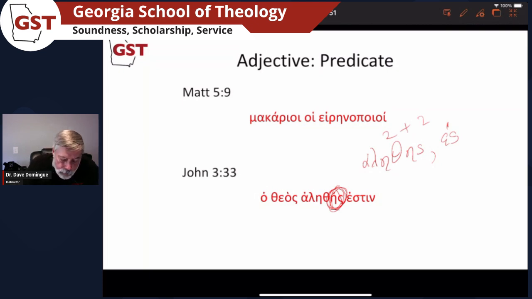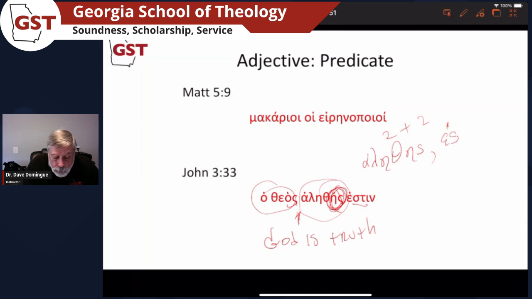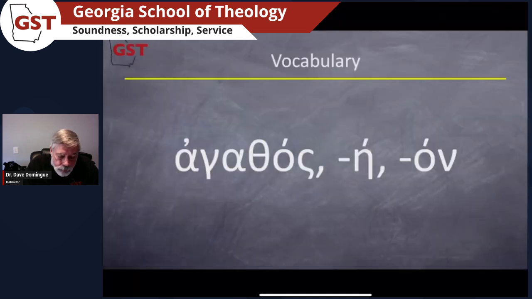But here's the point. Okay, nominative singular, nominative singular. This is the adjective. There is no article with it. There is an article with the noun. We happen to have the verb. The verb is not supplied, and so we have God is truth, John 3:33. All truth, really. Well, truth, and that covers that.